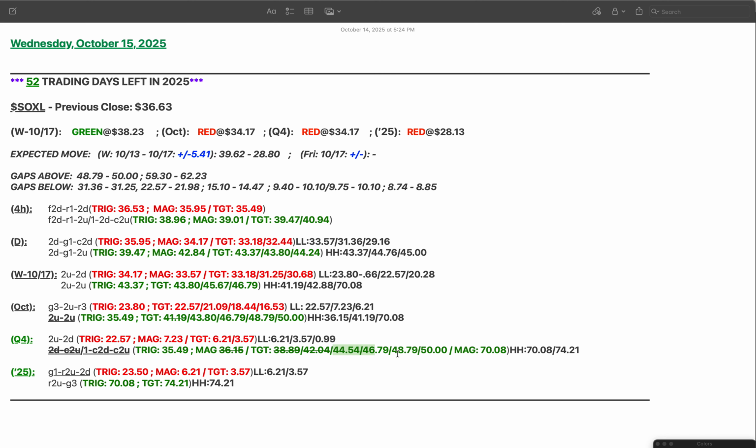So we do have these extended targets on the way up, and even once we hit 50, we'll have some more extended targets before we get to 70. But right now, we just want to stay above that 36.15 level, and we keep that 1 combo 2 down combo 2 up triggered.